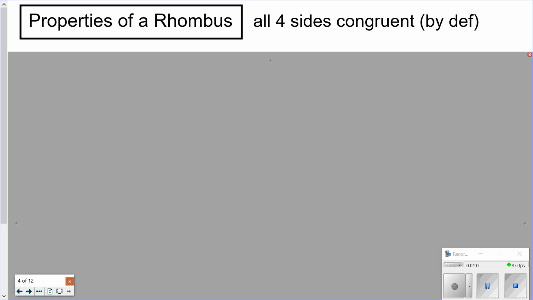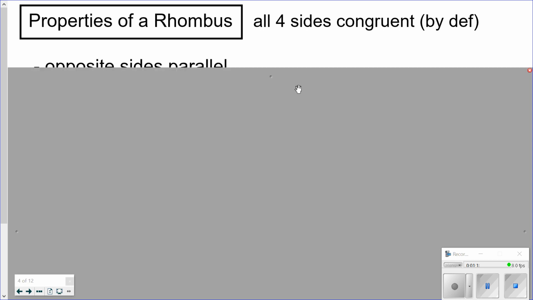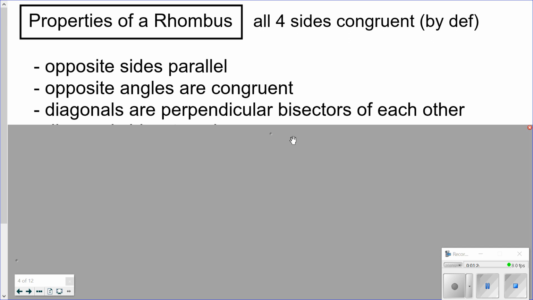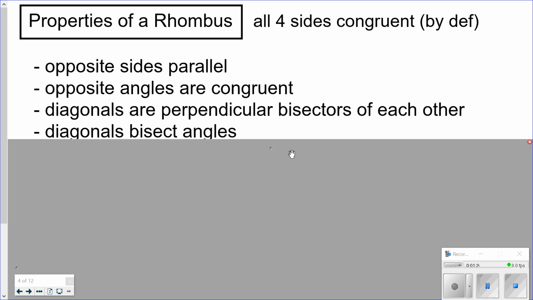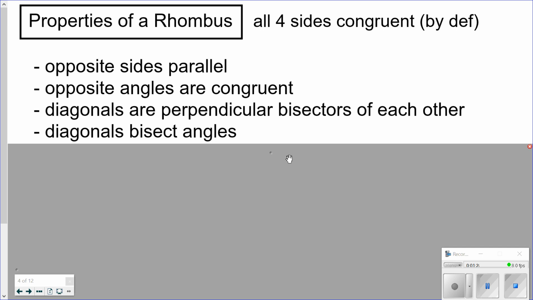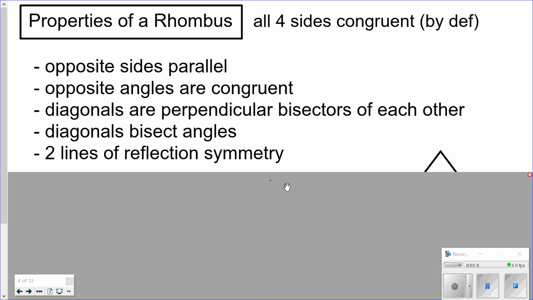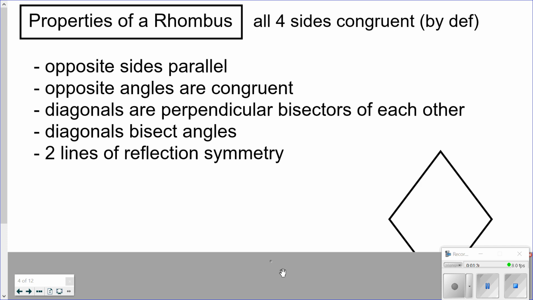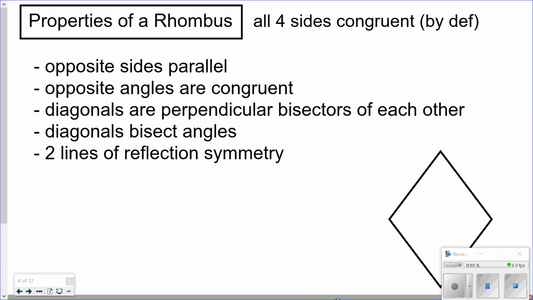So properties of a rhombus. We know that the definition is that all four sides are congruent. We also know that the opposite sides are parallel, the opposite angles are congruent, the diagonals are perpendicular bisectors of each other, and the diagonals bisect angles. And lastly, we have two lines of reflection symmetry. So here's what a rhombus looks like.